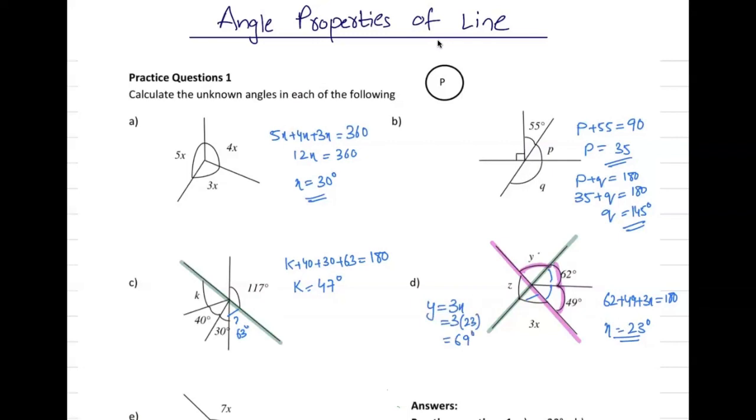Okay. And if y is 69, you can easily calculate z. Z is going to be 180 minus 69, or you can take z to be the sum of 62 plus 49. So that is 111. So z comes out to be 111.